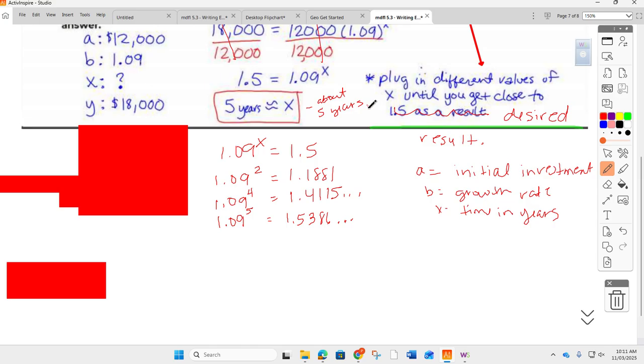18,000 divided by 12,000. Okay, so if you're looking for a number of years, you just kind of got to simplify as much as you can and then just start plugging in numbers of years. Any questions? In a minute, we're not quite done.